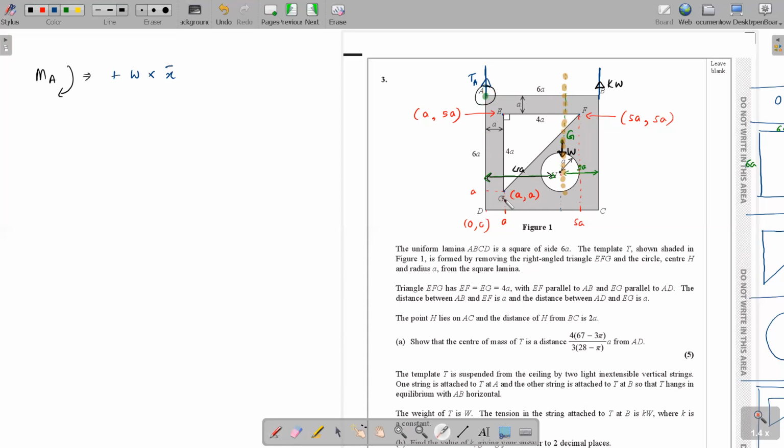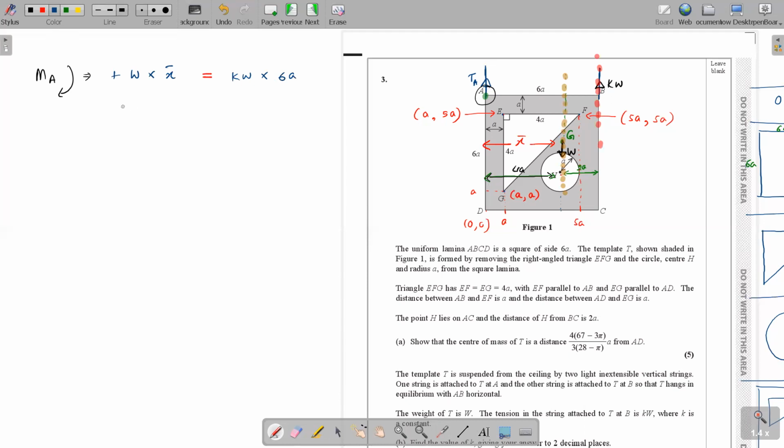X bar is the one value you found in part A: the distance from the AD line to the center of mass G. Then the other force, the only other one, is KW. As you can see, it pulls upwards from A, so it's anti-clockwise. You can put minus or you can say equal because it's going to the other side. So KW into what's the distance? The distance is 6A.